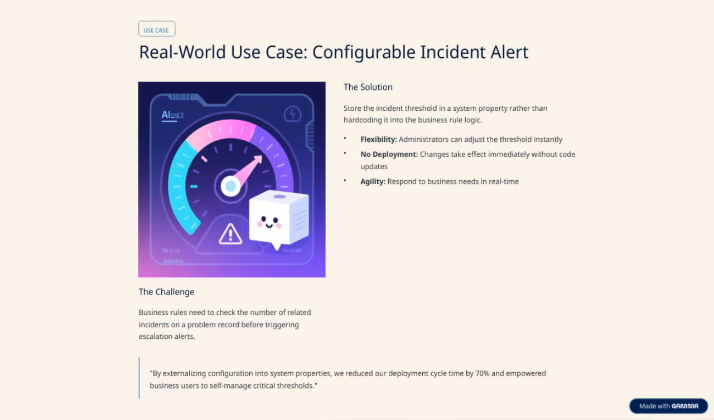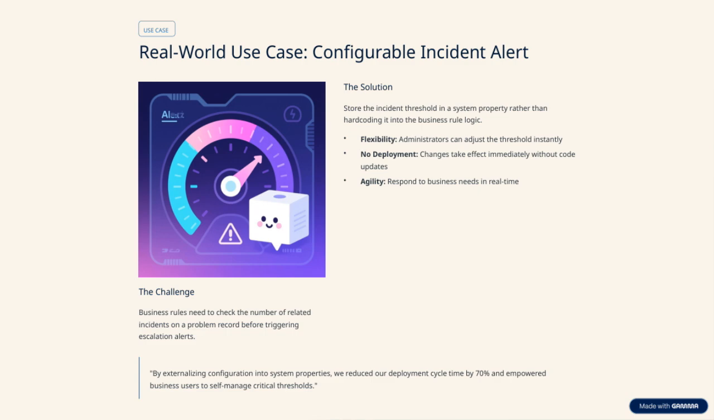Now, let's look at how externalizing configuration into system properties has made a significant impact. By doing this, we were able to reduce our deployment cycle time by 70%. That means we can make changes much faster and more efficiently. Additionally, this approach empowers our business users to self-manage critical thresholds without needing to go through IT or development teams every time. For example, they can instantly adjust incident thresholds based on evolving needs. This aligns perfectly with our overall theme of agility, responding to business needs in real time.